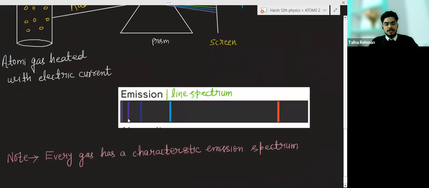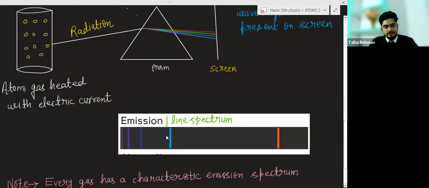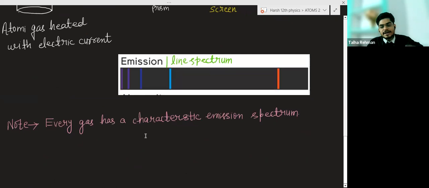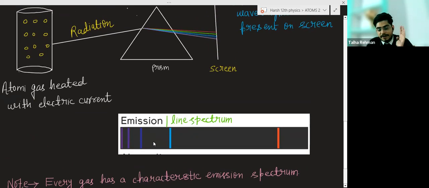This spectrum will be different for different elements, or different gases. Every gas has a characteristic emission spectrum. This is the spectrum for hydrogen. If you take helium, then the spectrum will be different.